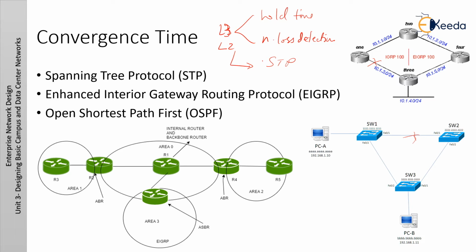Okay, using multi-layer switching in a structured design reduces the scope of spanning tree domains. It is common to use a routing protocol such as Enhanced Interior Gateway Routing Protocol. So this is an example of STP, and this is an example of EIGRP, that is Enhanced Interior Gateway Routing Protocol, and this is an example of OSPF, Open Shortest Path First Protocol.